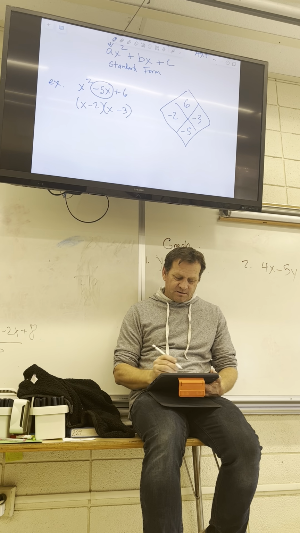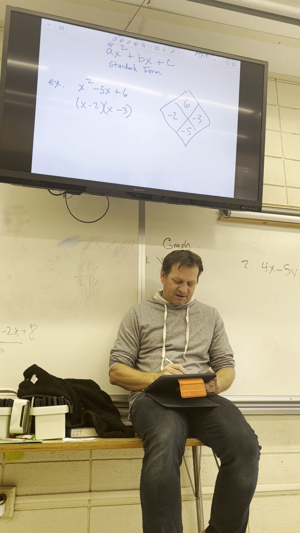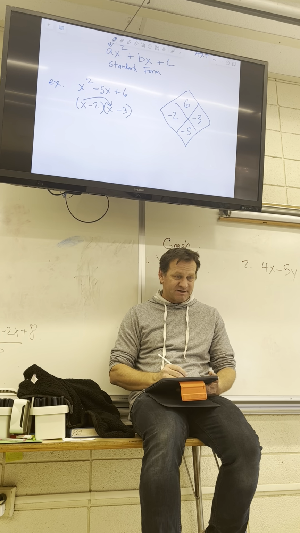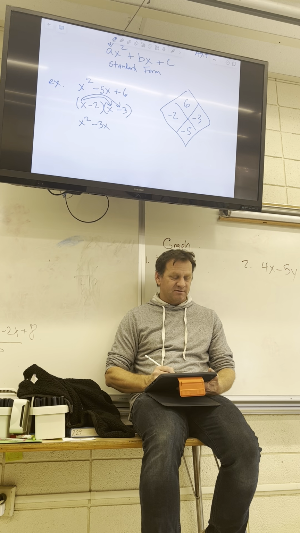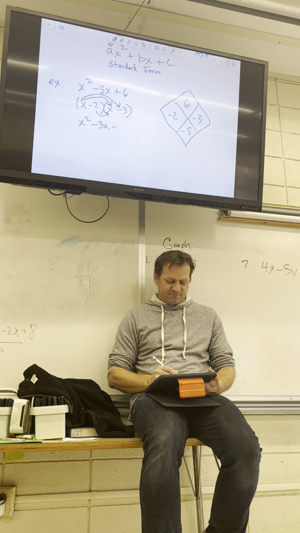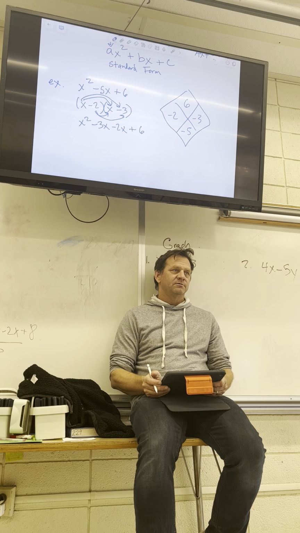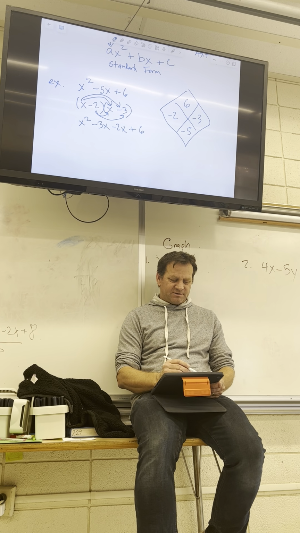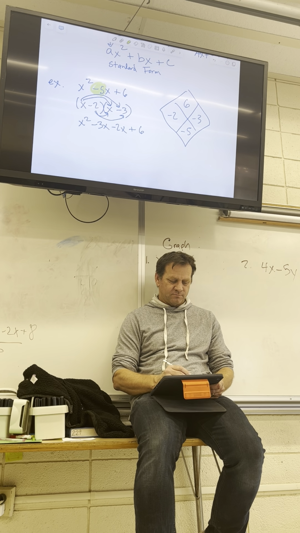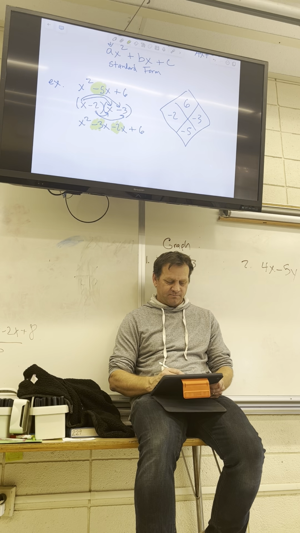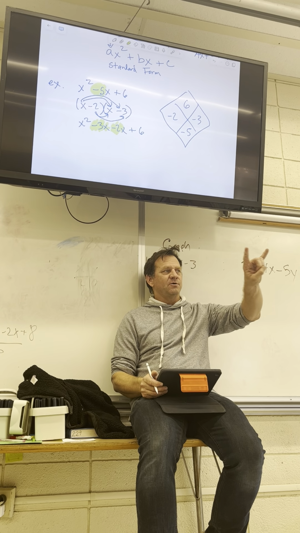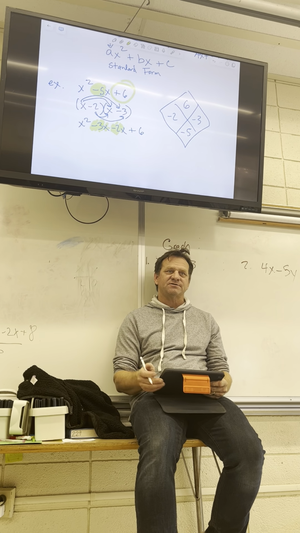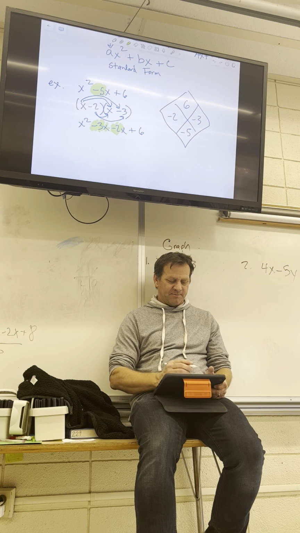So if you multiply this back, x times x is x squared, right? And then x times minus 3 is minus 3x. Negative 2 times x is negative 2x. And negative 2 times negative 3 is positive 6. Look at what we have here, okay? This negative 5 comes from adding these two together, right? So what we were looking for when we factor is we're looking for two numbers that when you multiply them together, you get the plus 6. And when you add them together, they come out to that negative 5 in the middle.